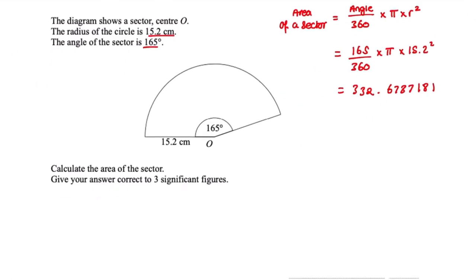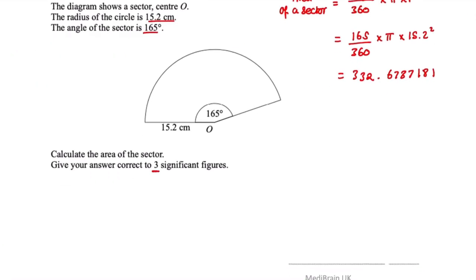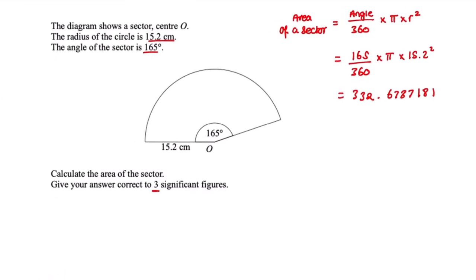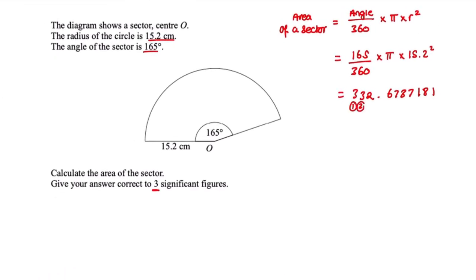332.673781, and then it does say to give your answer to 3 significant figures, and because it says that, first significant figure, second significant figure, third significant figure, 6 rounds up, that means we're going to increase this by 1. Okay, so our answer is going to be 333 centimeters squared.